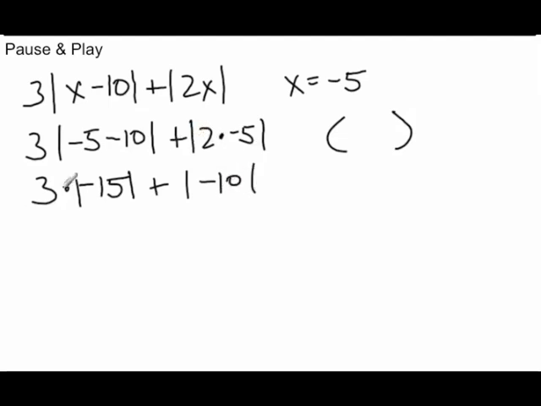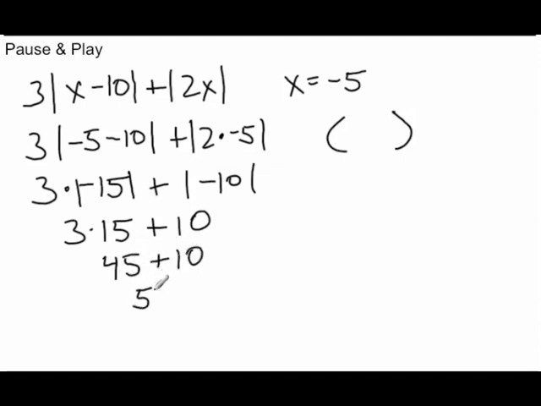All right. Now, 3 times absolute value of negative 15 is 3 times 15, plus absolute value of negative 10, which is 10. Well, 3 times 15 is 45. 45 plus 10 is 55.